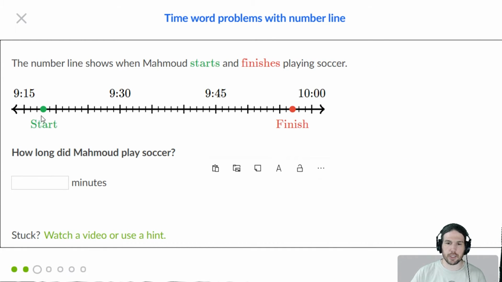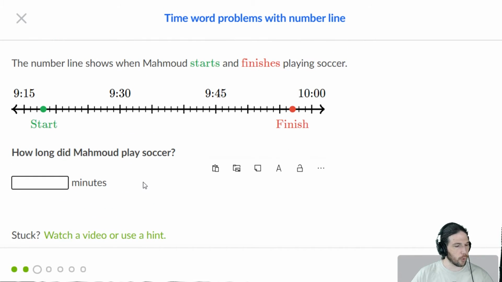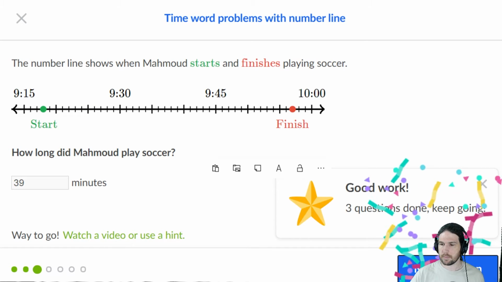Starting and finishing playing soccer. So again, I see 5, 10, 15, 20, 25, 30, 35 minutes. I see 2 on this side is 37. I see 2 on this side is 39. I believe he played for 39 minutes.